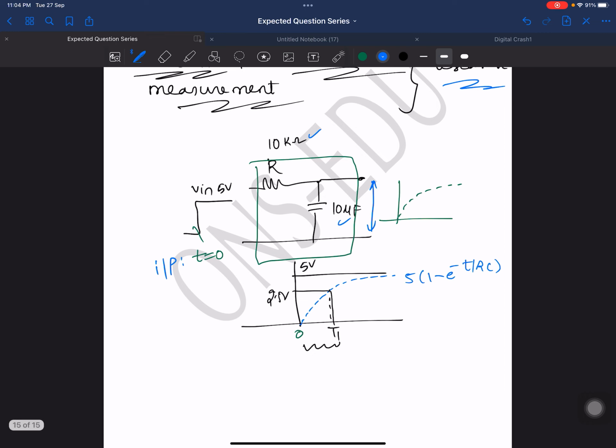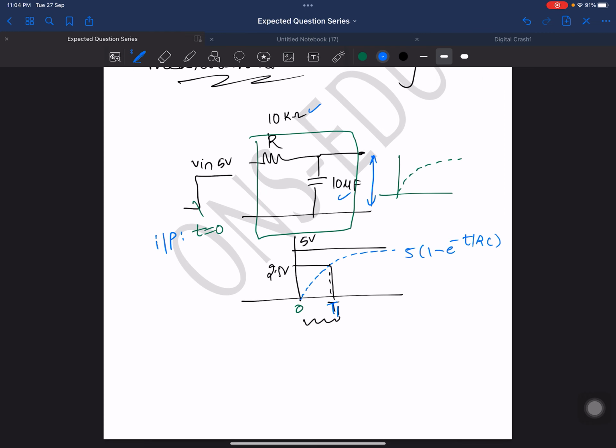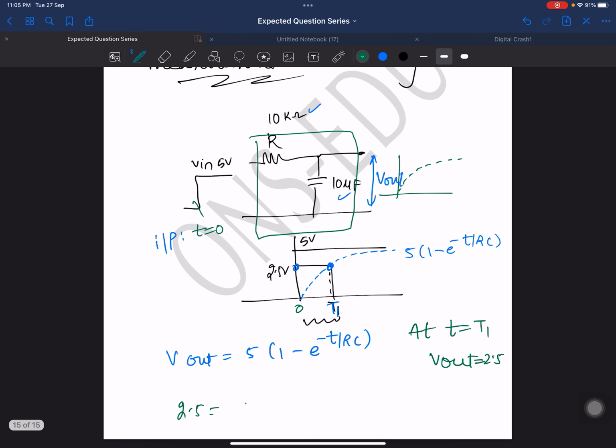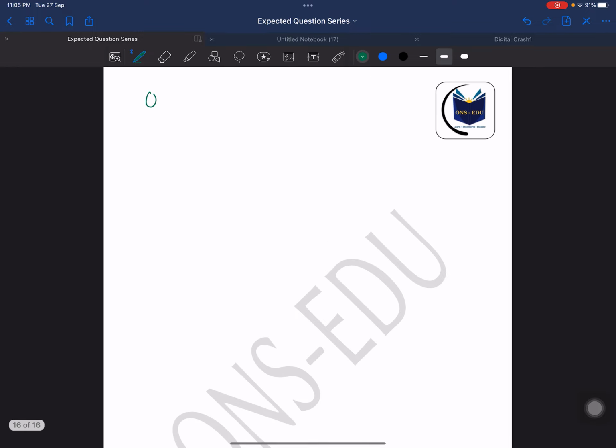At a time t1 it touches 2.5. Let's find the t1 value. How will we do it? The vout is equal to 5 into 1 minus e power minus t by RC. This is the equation of the curve. And at t equal to t1, vout is equal to 2.5. Simply substitute. So 2.5 is equal to 5 into 1 minus e power minus t1 by RC. 2.5 by 5 is 0.5, so 0.5 is equal to 1 minus e power minus t1 by RC.